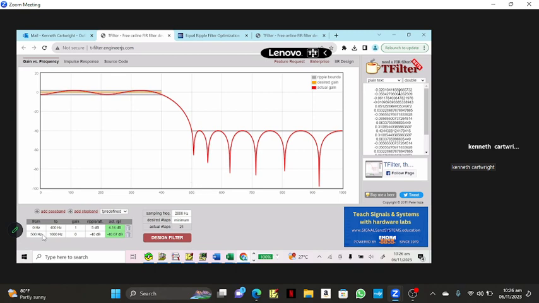Now, what do you see up here in the right-hand corner? What is this up here in the right-hand corner? What are these numbers?